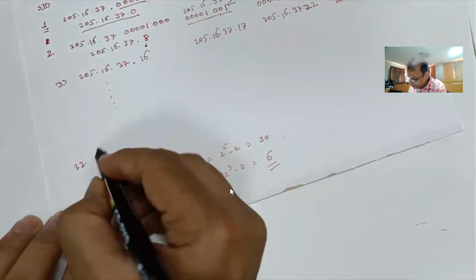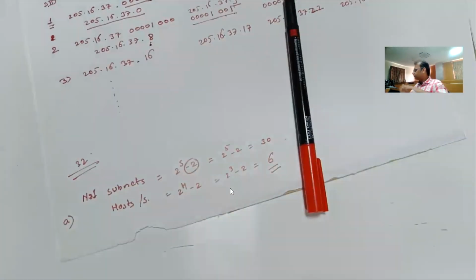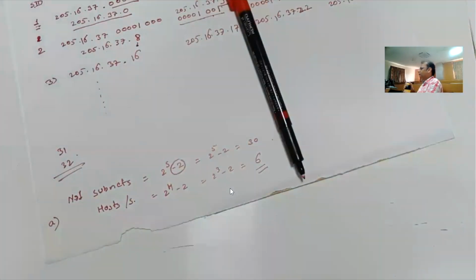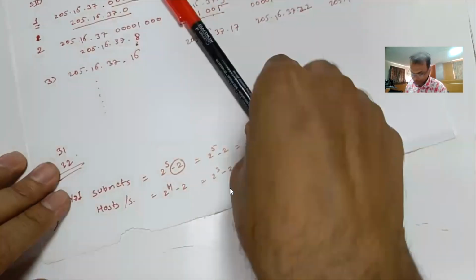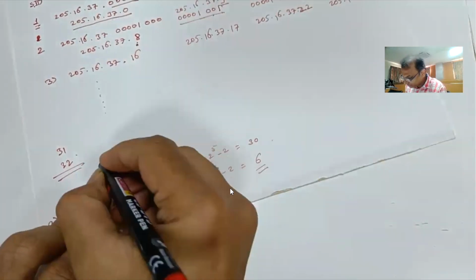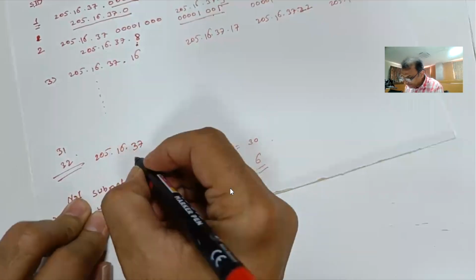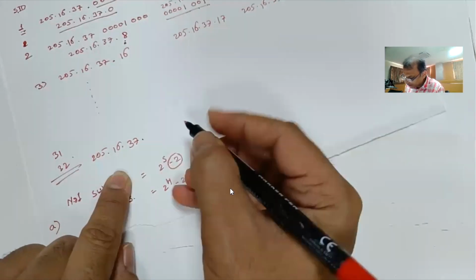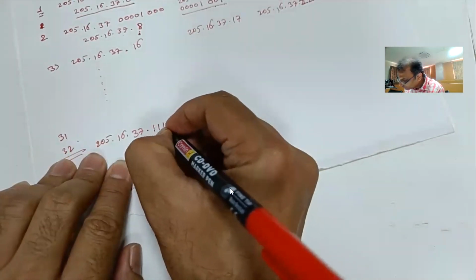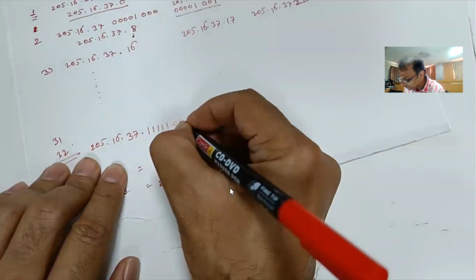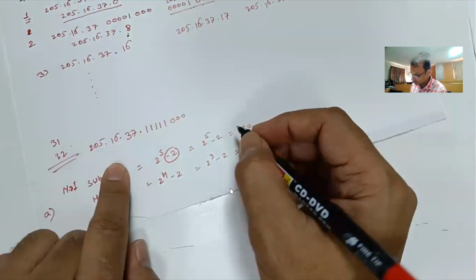Can someone please calculate the last one and just the previous one? The last one is actually simple. 205.16.37. When it is the last subnet, that means all the subnet bits are 1 and all the host bits are 0. What is that value?